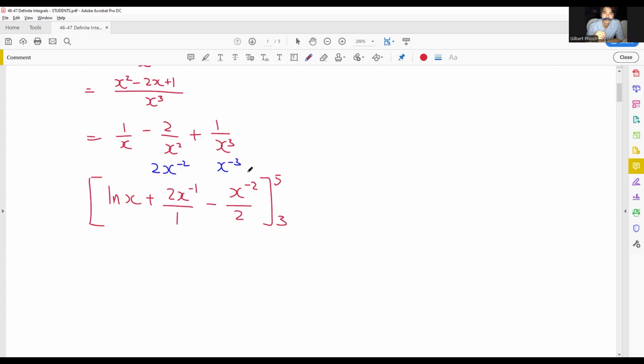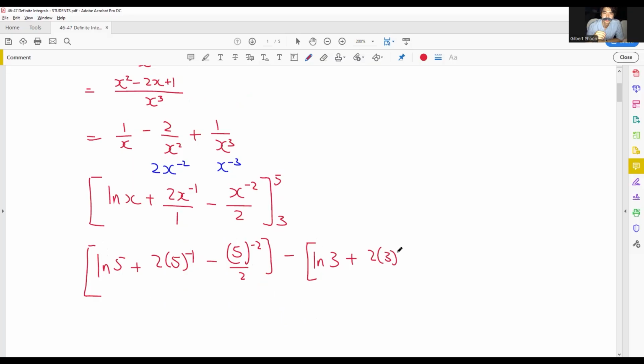So from here, just substitute 5 into your equation first. Ln 5 plus 2 times 5 to the power of negative 1 minus 5 to the power of negative 2 over 2. The first value will always minus the second value here. Ln 3 plus 2 times 3 to the power of negative 1 minus 3 to the power of negative 2 over 2. Okay?